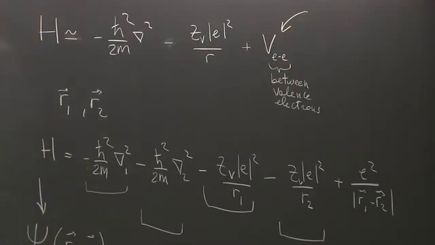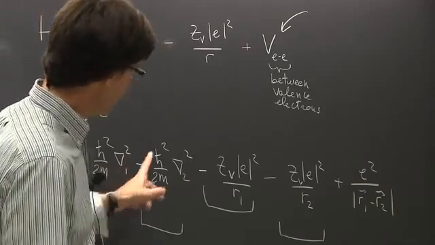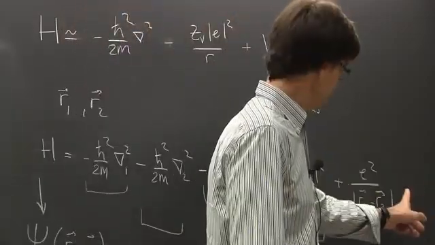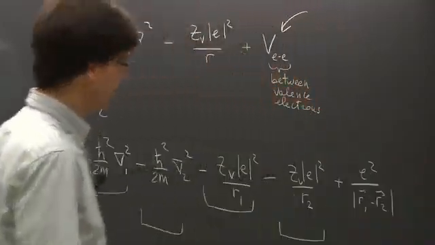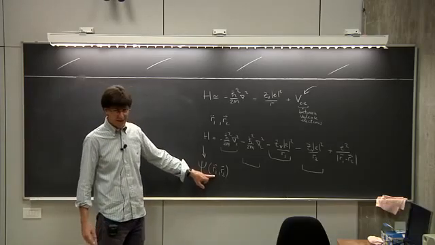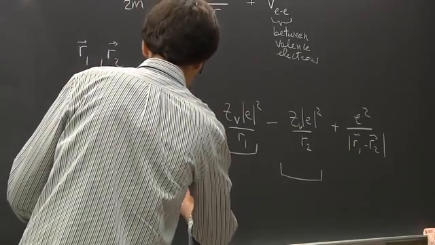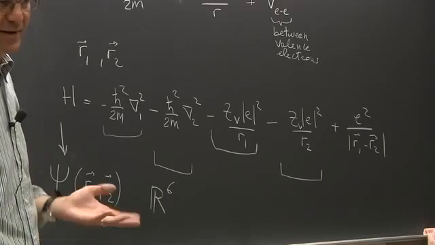Now, suppose instead of having 2, I have 3 particles. If I have 3 particles, then I will have delta 3, I will have 1 over R3, and then here I will have 2 more terms, R1 with R3 and R2 with R3. And the wave function will be a function of 9 variables, right? So this wave function is defined in R6, right? This one. The Hamiltonian for 3 particles is defined in R9.